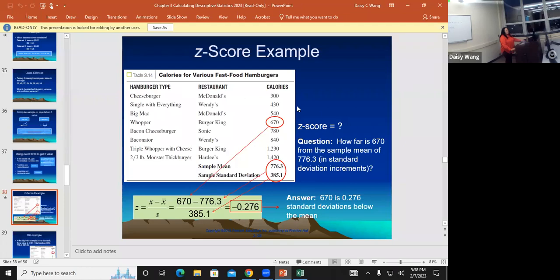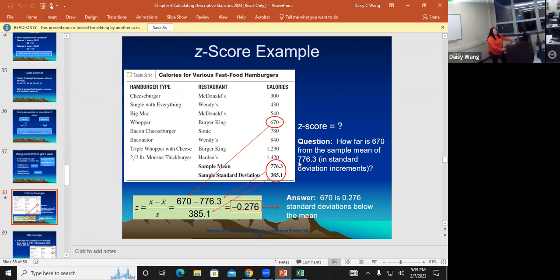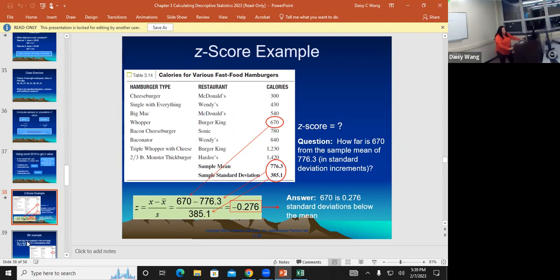But for this one I'm just going to show you how to calculate it. So the z-score example is, how far is 670 calories from the mean? The mean is 776.3. So we use 670 minus 776.3 divided by the standard deviation. So it's negative 0.276.